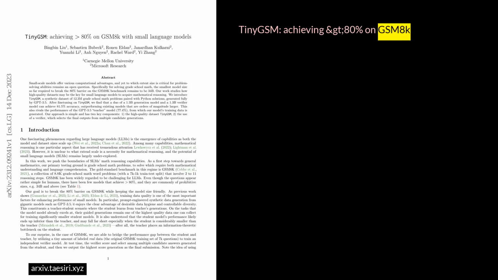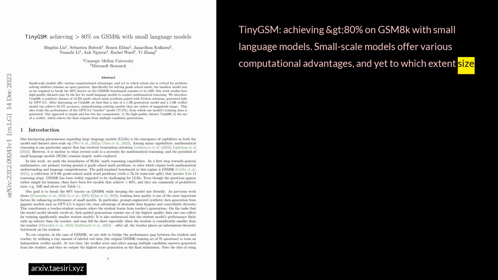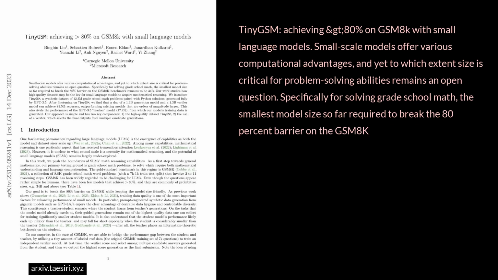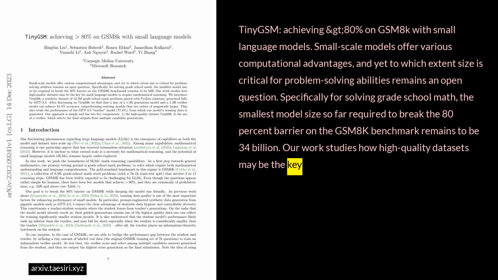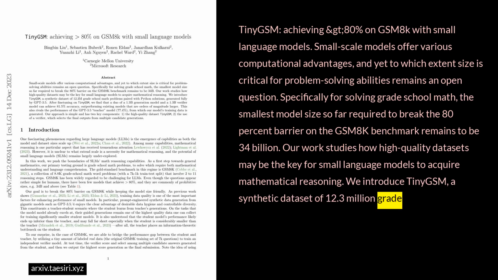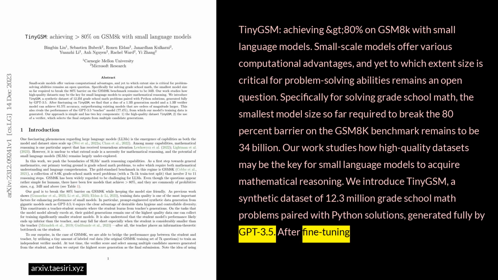TinyGSM achieving 80% on GSM 8K with small language models. Small-scale models offer various computational advantages, and yet to which extent size is critical for problem-solving abilities remains an open question. Specifically for solving grade school math, the smallest model size so far required to break the 80% barrier on the GSM 8K benchmark remains to be 34 billion. Our work studies how high-quality datasets may be the key for small language models to acquire mathematical reasoning. We introduced TinyGSM, a synthetic dataset of 12.3 million grade school math problems paired with Python solutions, generated fully by GPT 3.5.